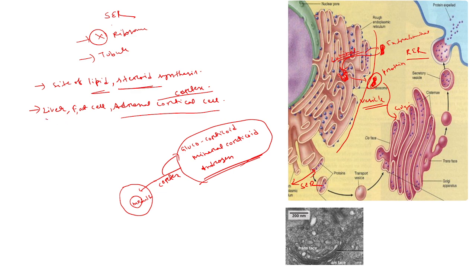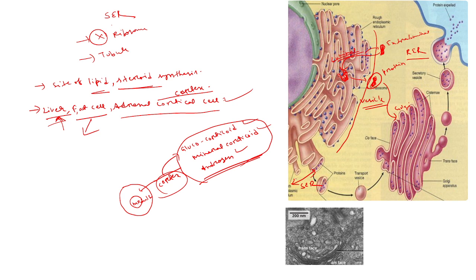the liver, of course, also contains it, and it is responsible for the production of protein and lipid also. Like that, fat cells synthesize lipid, and in the adrenal cortical cell, the glucocorticoid, mineral corticoid and androgen are all synthesized by the cortex. So the liver, fat cell and adrenal cortex cell contain the smooth endoplasmic reticulum.